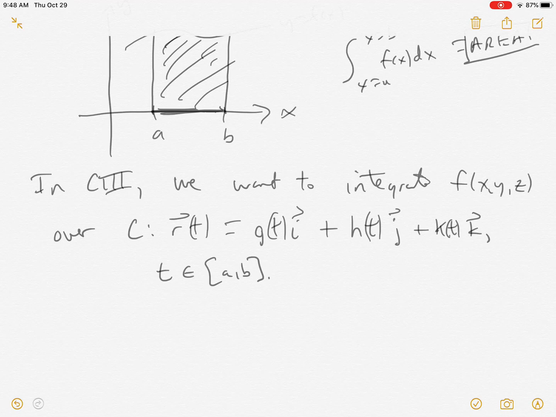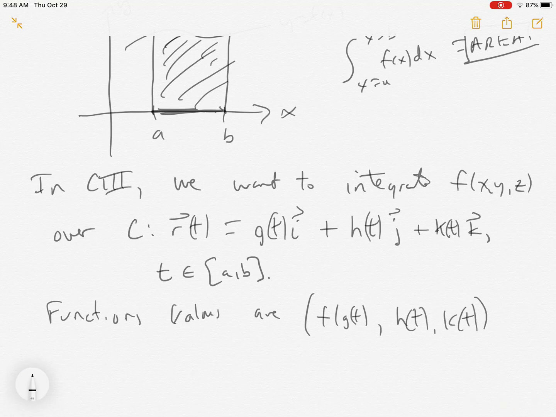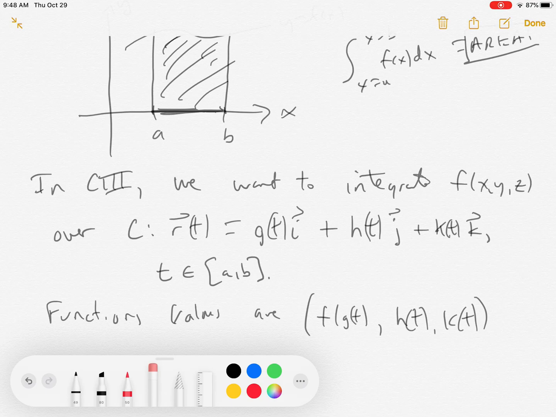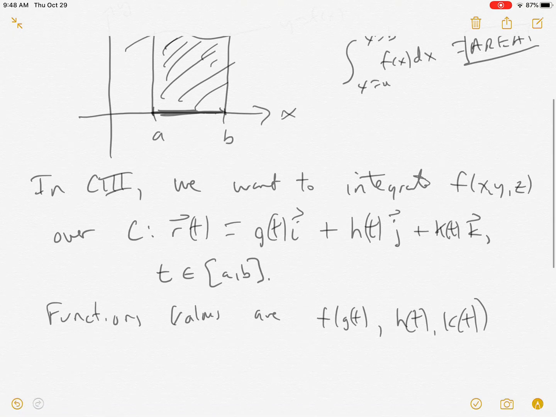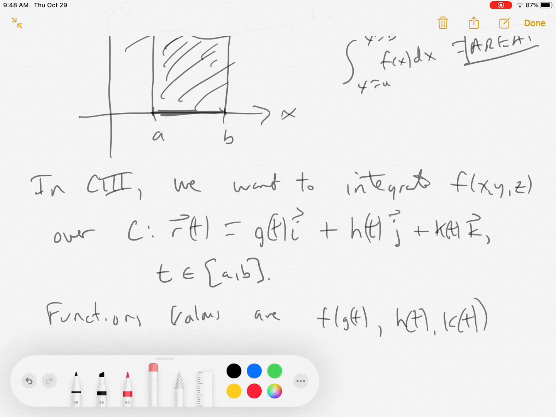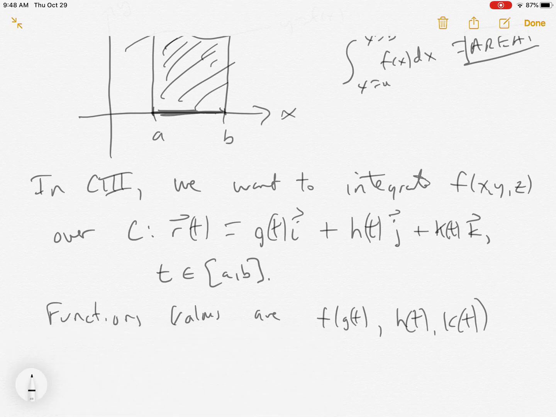All right, so then function values are given as what? F of g of t, h of t, k of t. These are the function values at each point along the curve. Okay. So this is really, really similar.